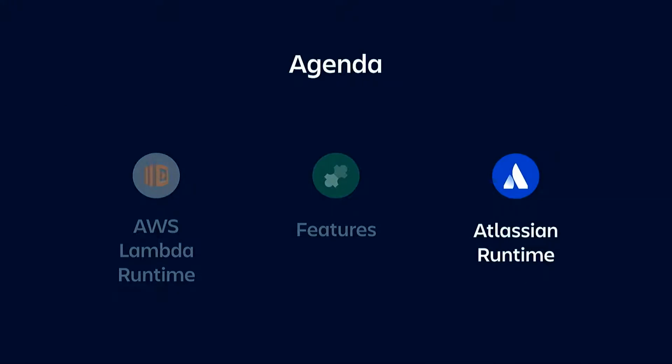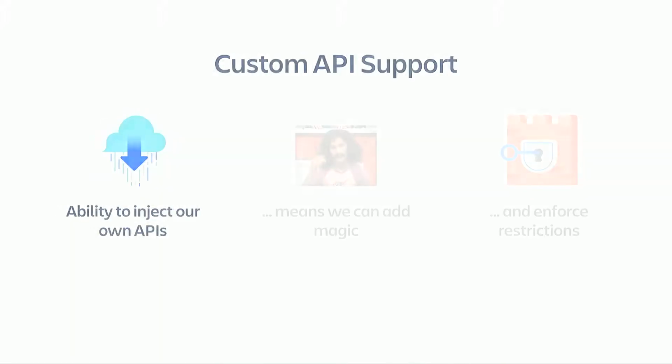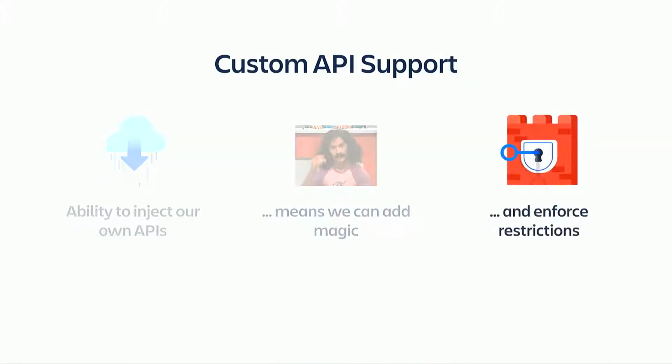Now let's talk a bit more about the Atlassian runtime itself. As we've mentioned, we have custom API support, and this is done by injecting our own APIs.